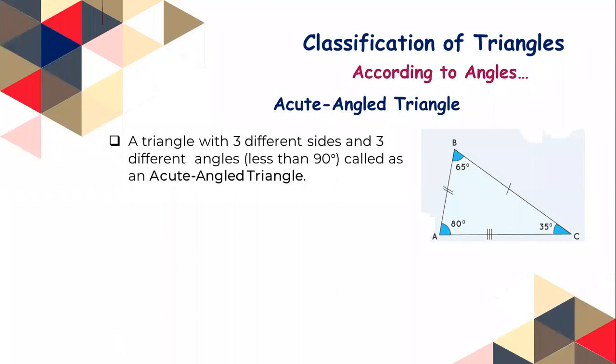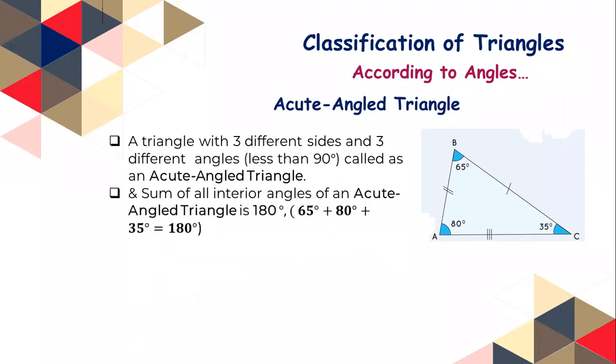So can you guess whether acute angle triangle and scalene triangle are the same? Yes, it's the same. So we can say that an acute angle triangle is also called a scalene triangle, or a scalene triangle is also called an acute angle triangle. Again, the sum of all interior angles of an acute angle triangle is 180 degrees. If you add all these three angles together you will get 180 degrees. Why? Because it is a type of triangle, and we know that the sum of all interior angles of a triangle is equal to 180 degrees.